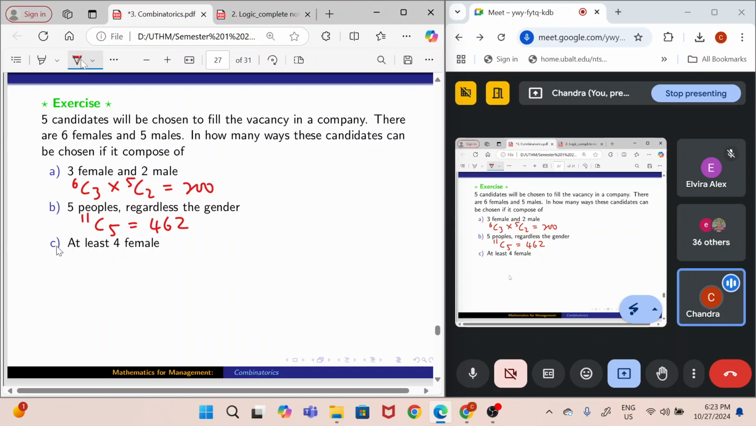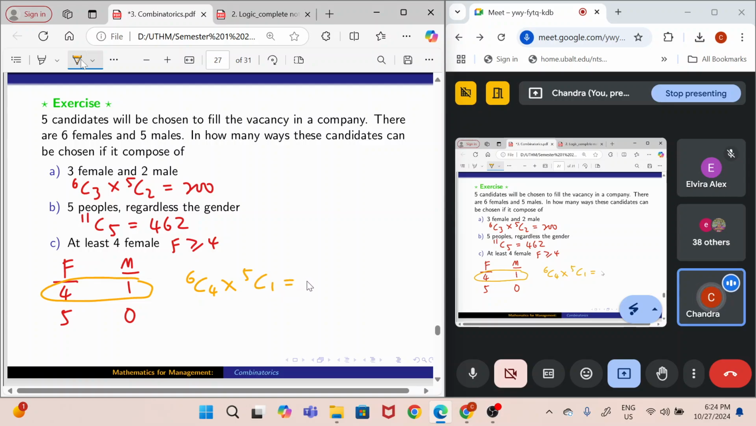Now at least 4 female. Okay, at least 4 female means female must be greater than or equal to 4. So let's say I put F here, M here. If female is 4, the male should be 1 because we want to choose 5 candidates. If female is 5, male is 0. I cannot put 6 here because they want only 5 candidates. So in this case, if I want to calculate this one, 6C4, out of 6 female I need to choose 4, multiply, out of 5 males I need to choose 1.